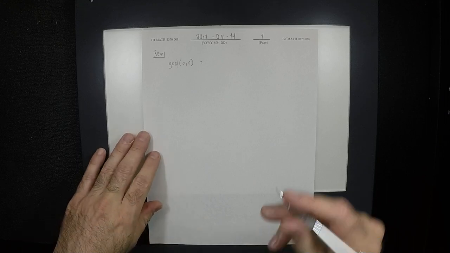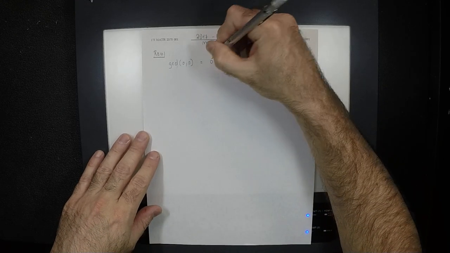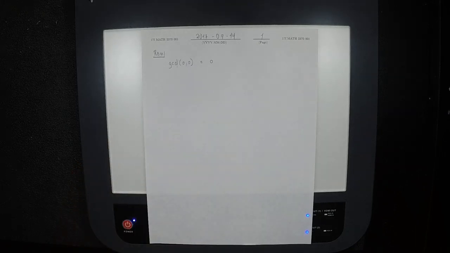Yes? It's 0. Okay, so that's the answer. The greatest common divisor of 0 and 0 is 0. Okay, yes? But can't a 0 be divided by any natural number? It can be. So why would 0 be the greatest? That's what we have to talk about now.